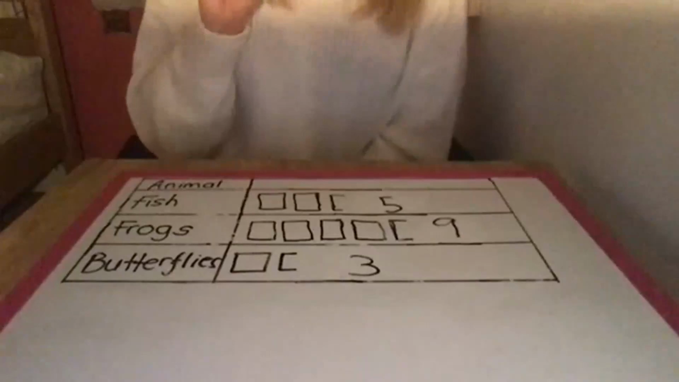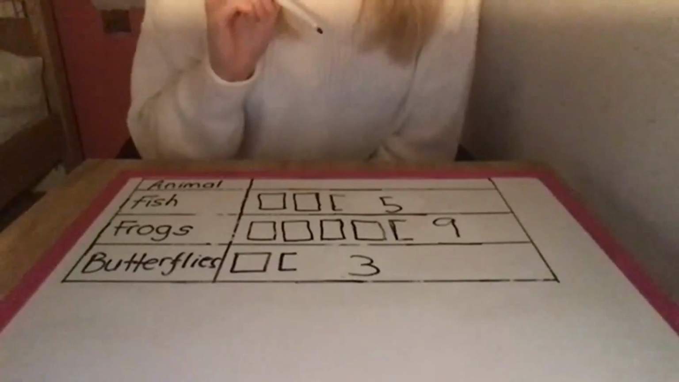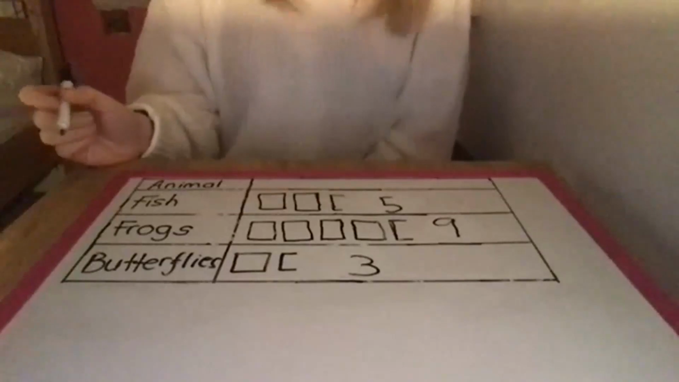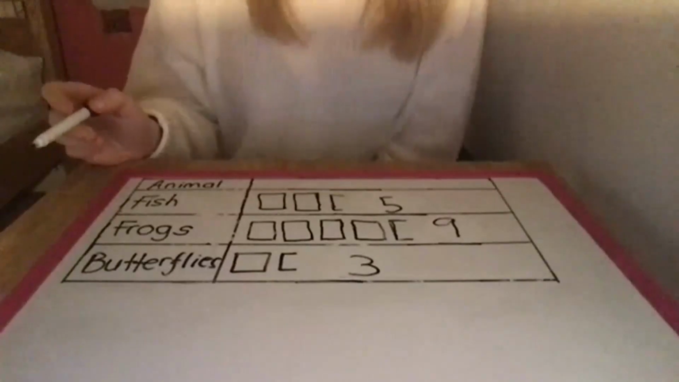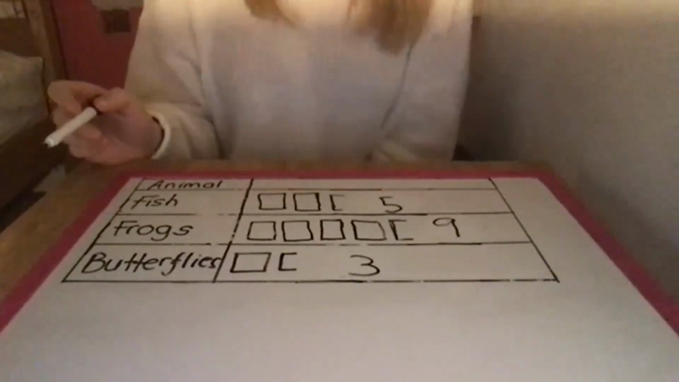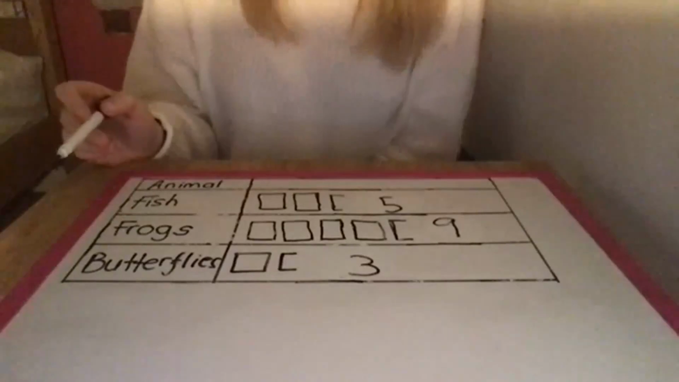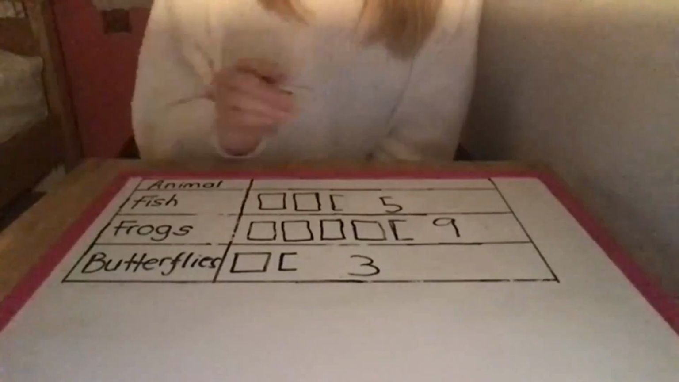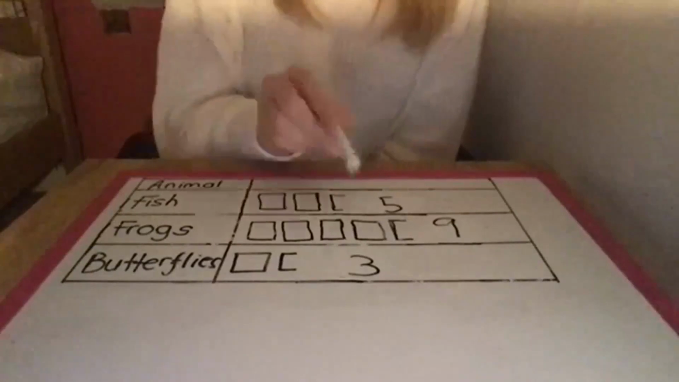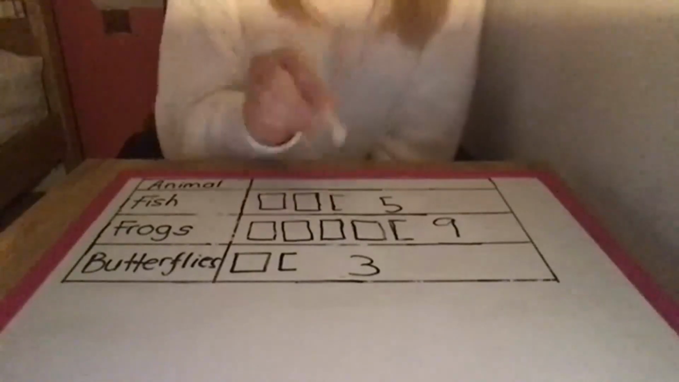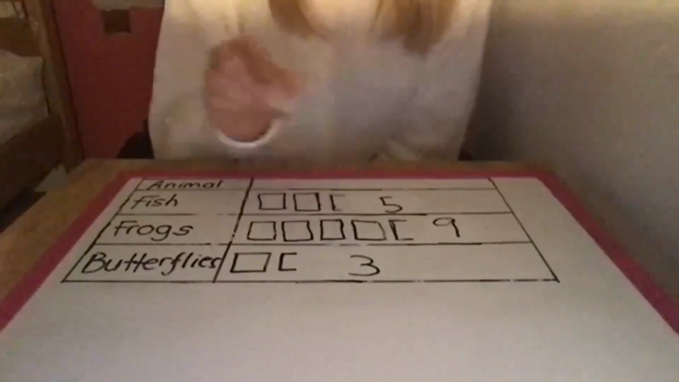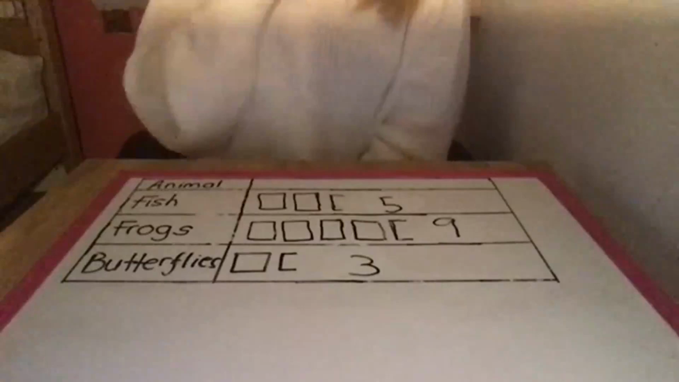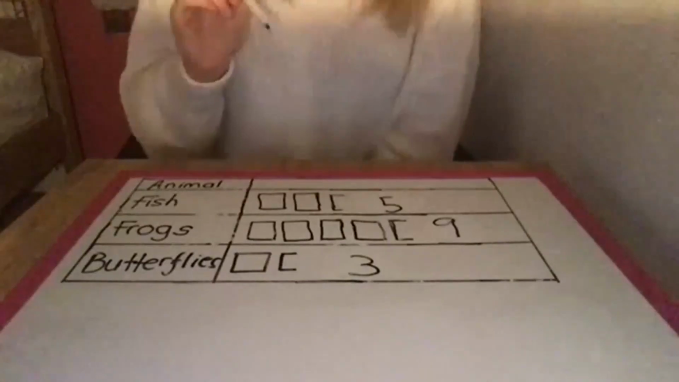Now, what about the least? Which animal did he see the least of? Could you pause the video and have a think for me, Year 2? Okay, Year 2. So remember, when we looked for the most, we found the largest number. So when we look for the least, we're going to be looking for the smallest number. Now, is the smallest number 5 or 3? Yes, that's right, it's 3, isn't it? So he saw the least number of butterflies. Fantastic, well done.